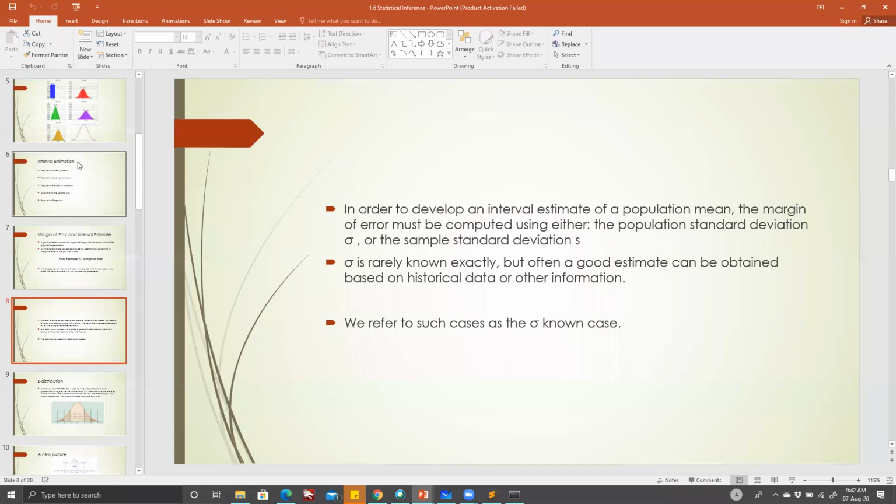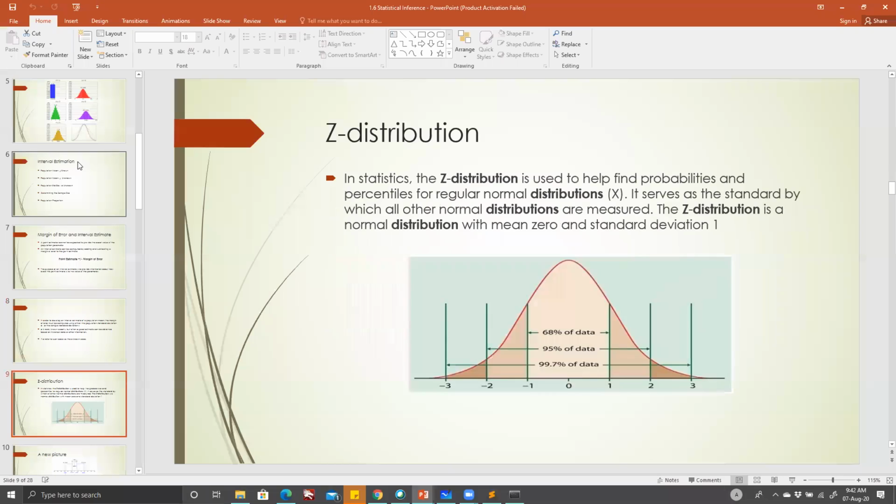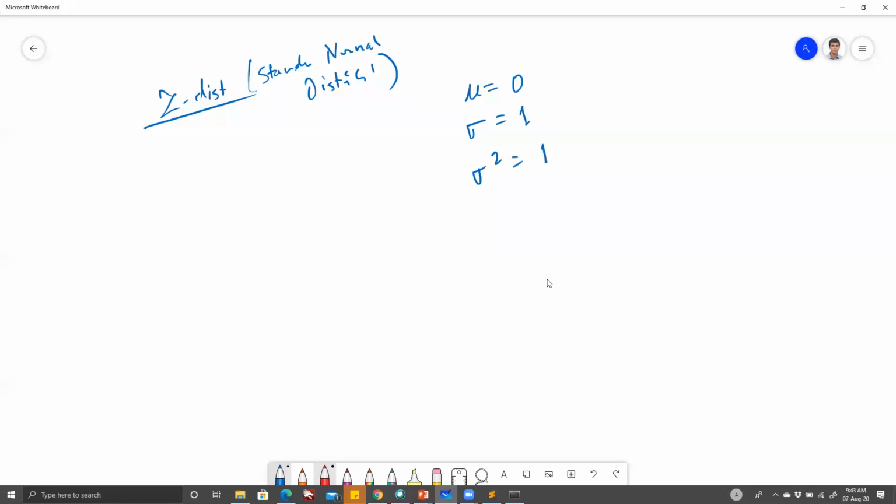Okay, first we will have to talk about a distribution called the Z distribution, which is nothing but a normal distribution with two important points. The Z distribution is just a standard normal distribution. In the Z distribution, mu is always 0 and the standard deviation is always 1, and of course the variance is also 1.